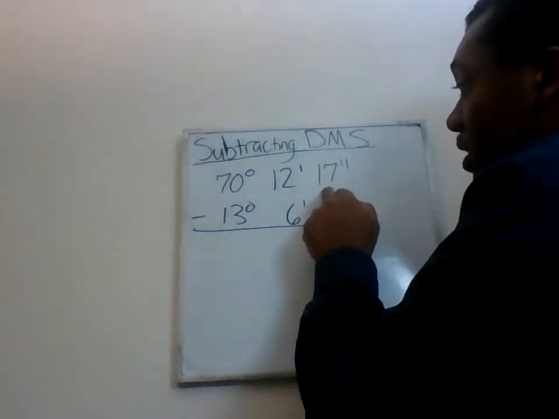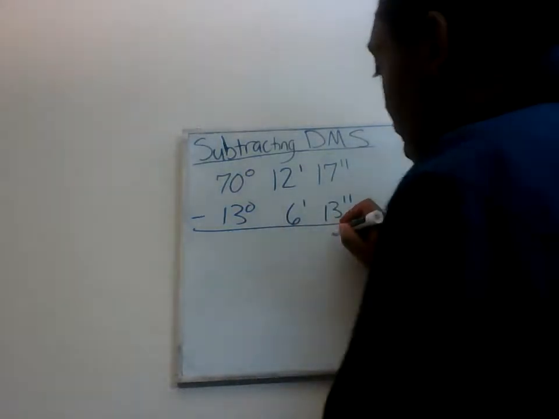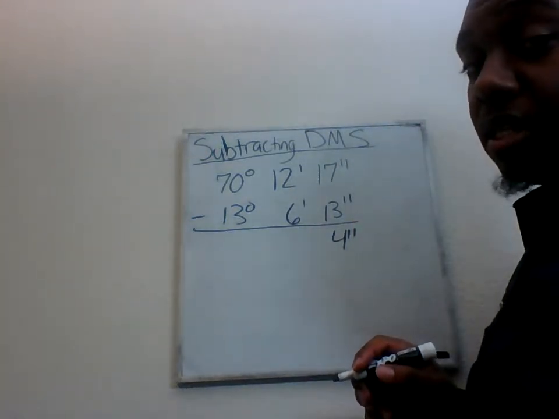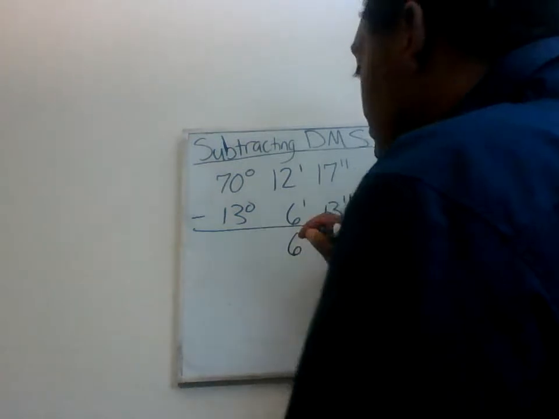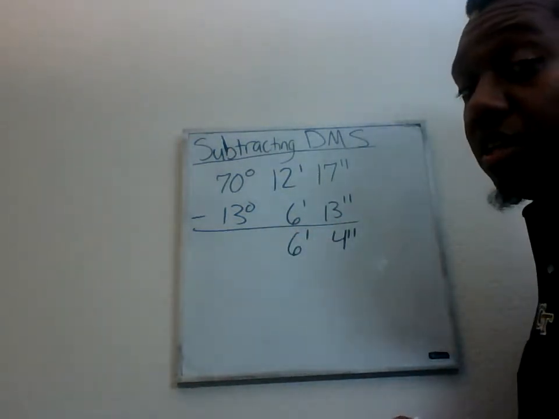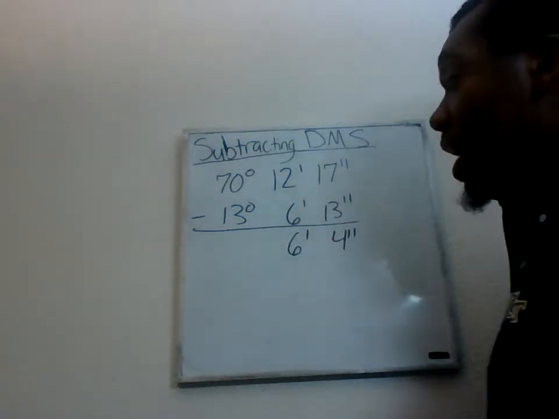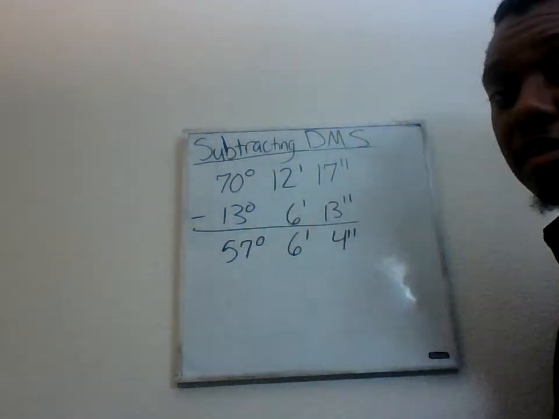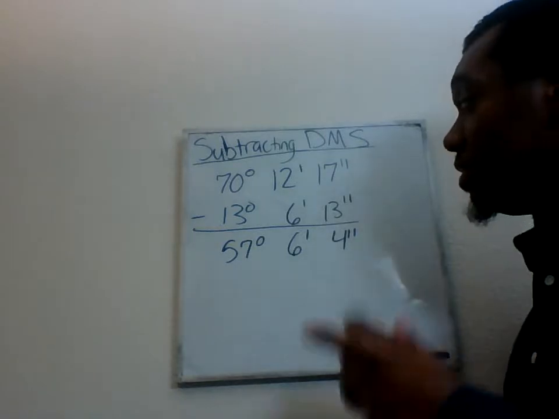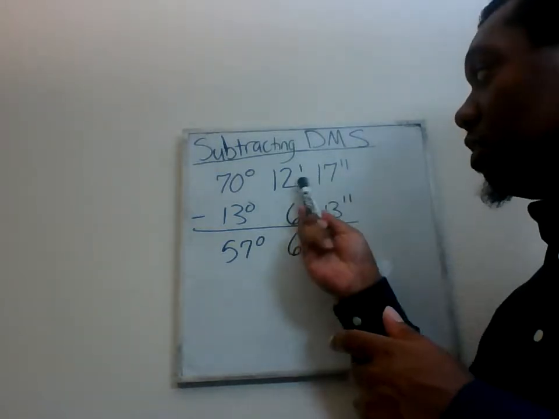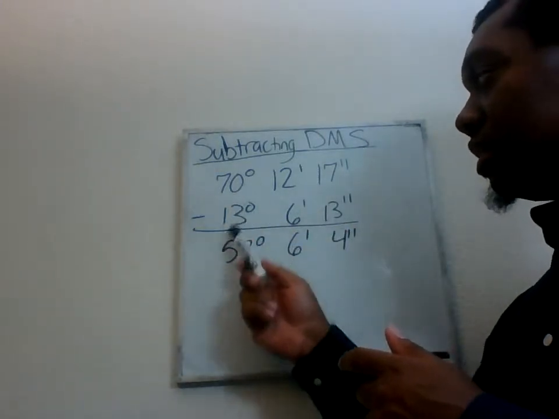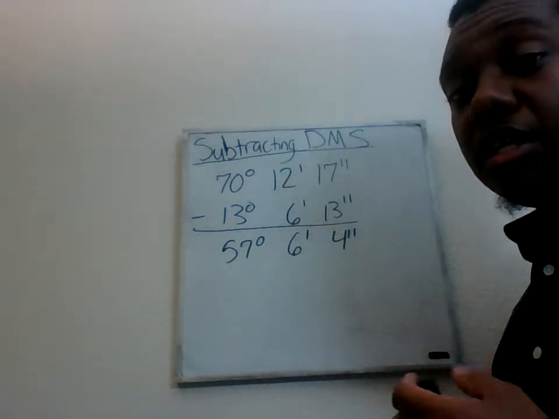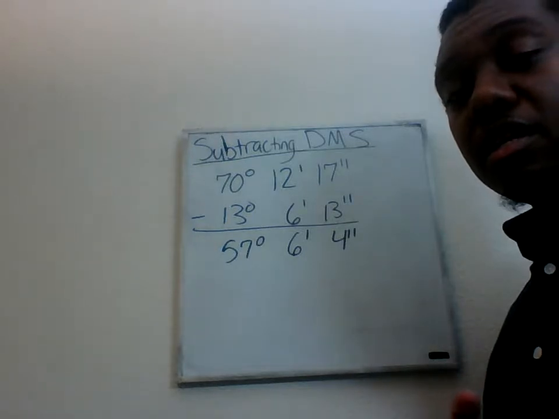So we have 17 seconds minus 13 seconds. That would be 4 seconds that are left. We have 12 minutes minus 6 minutes, and so that will be 6 minutes that are left. And then we have 70 degrees minus 13 degrees, and that will be 57 degrees that are left. Okay, so 17 minus 13, 12 minus 6, 70 minus 13. And that's all we did there. And that's all it is to subtracting degrees, minutes, seconds.